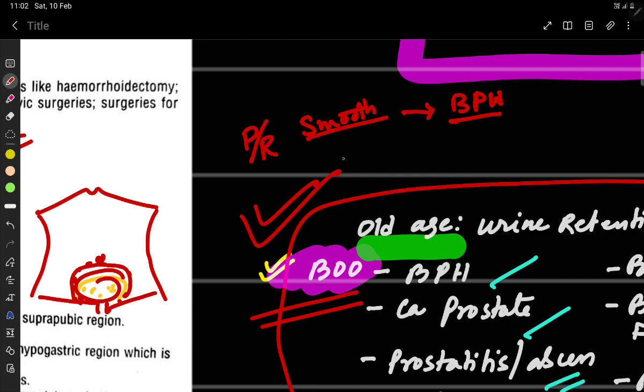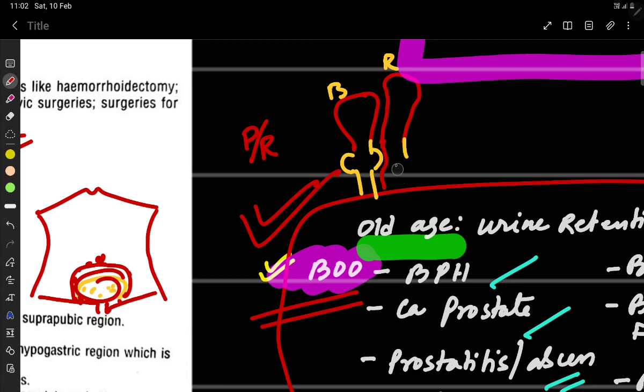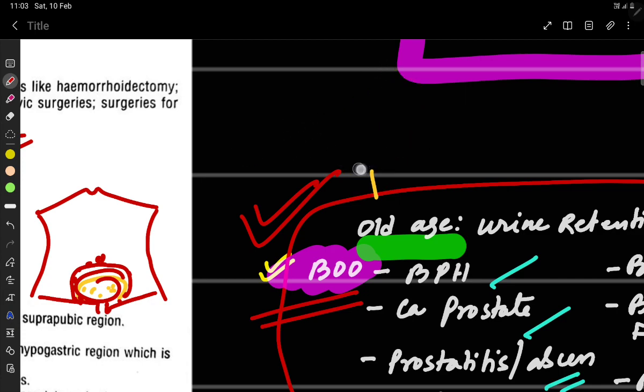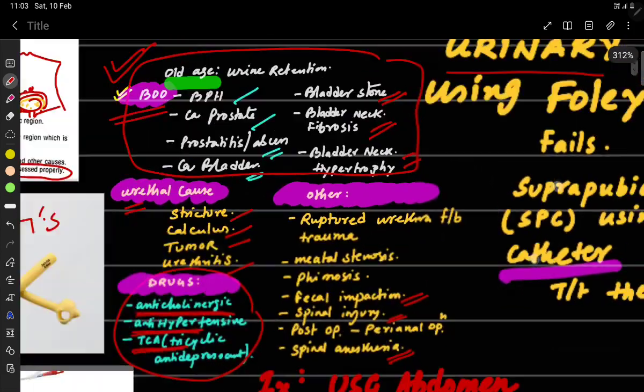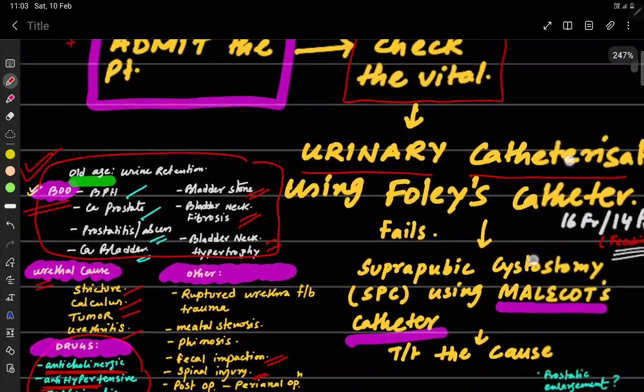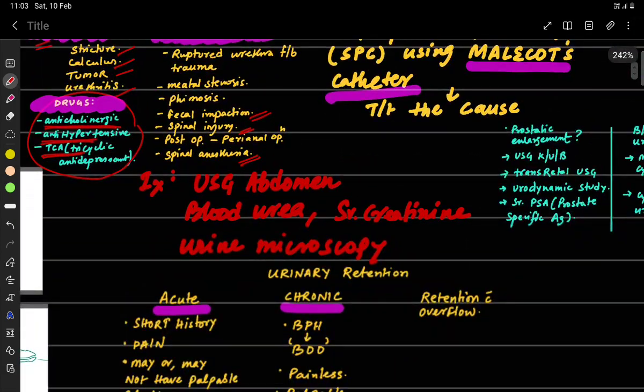But if the mucosa lying on the prostate is irregular, that is something indicating towards carcinoma. Okay, this is the finding of rectal examination. Anyways, so now this is done.